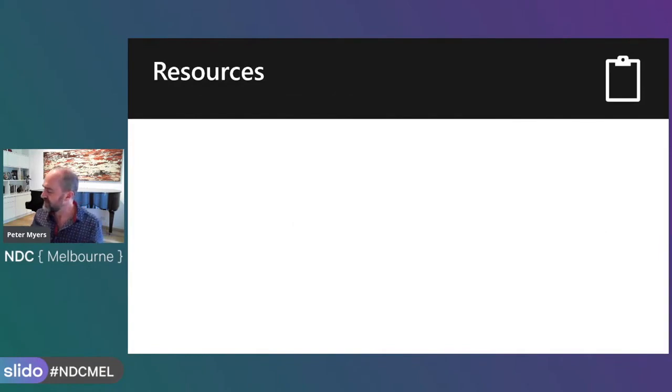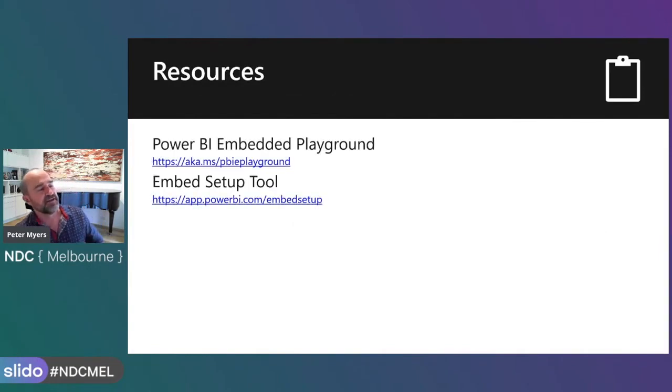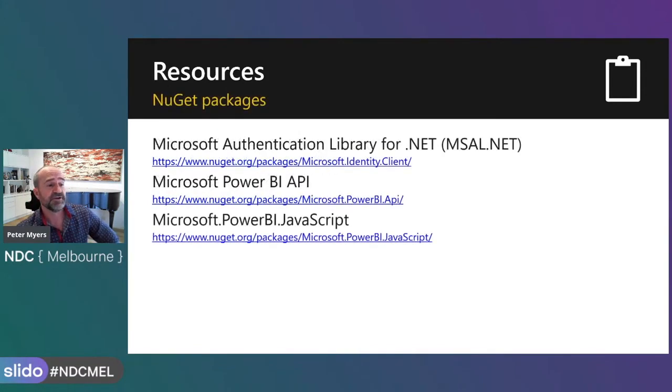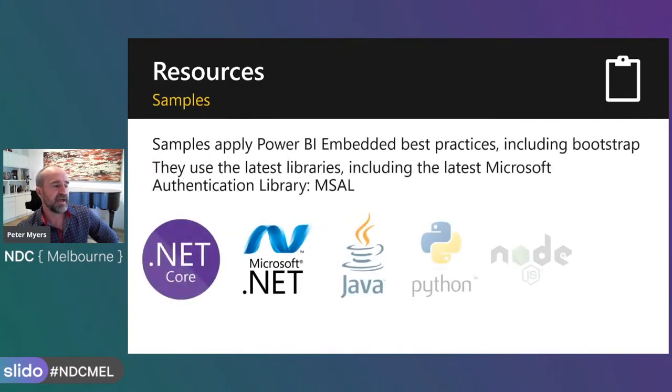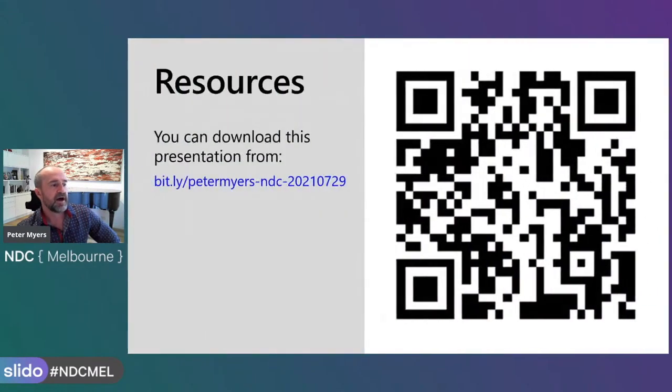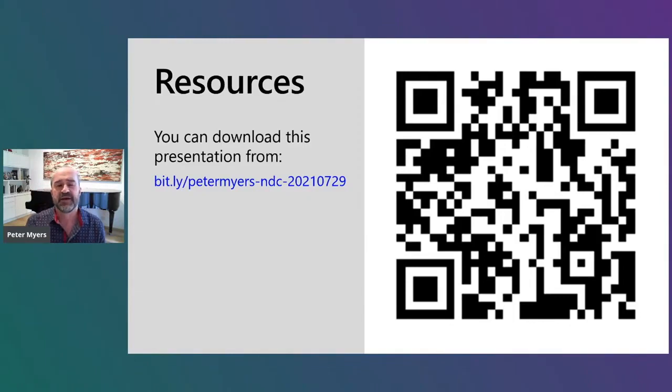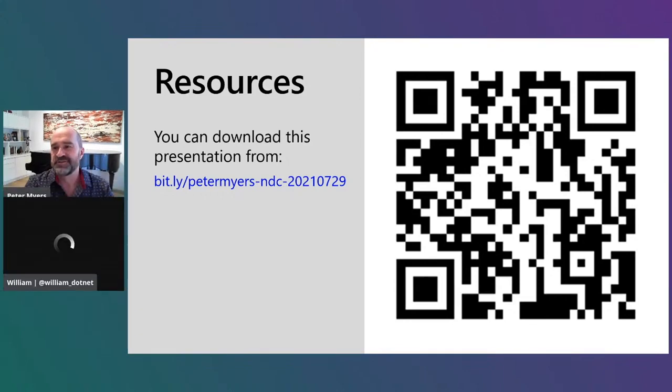In my final minutes then, very quickly, because you can download the PDF, there are resources like the embedded playground link. There's also the embed setup tool. NuGet package links are available. Sample applications are available from GitHub, and samples for all of these technologies as well. I'm going to leave this slide up now and then open for any questions there might be. If you click on this link or use the QR code, you can download the presentation, and all of the resources that I've talked about are available to you. Now would be a great time to know if there are any questions that I can answer.